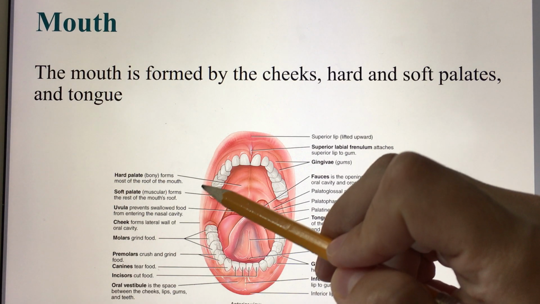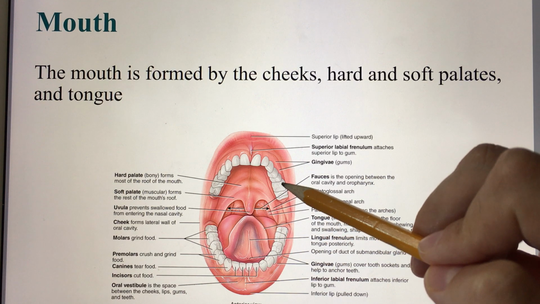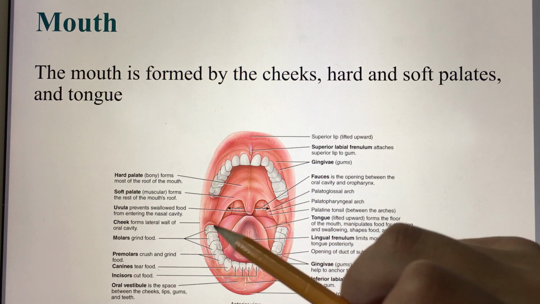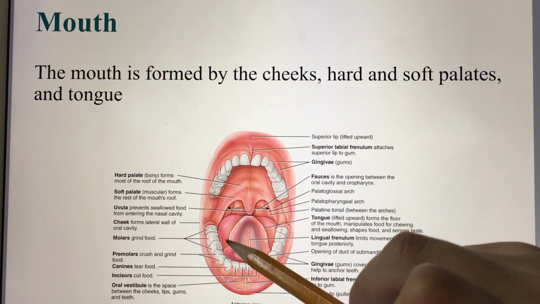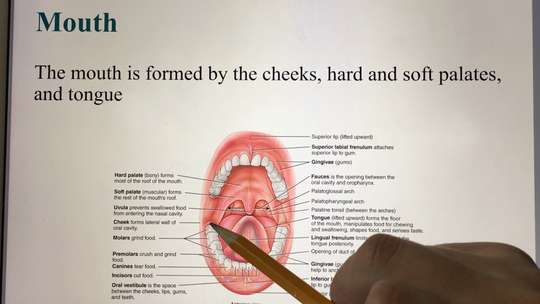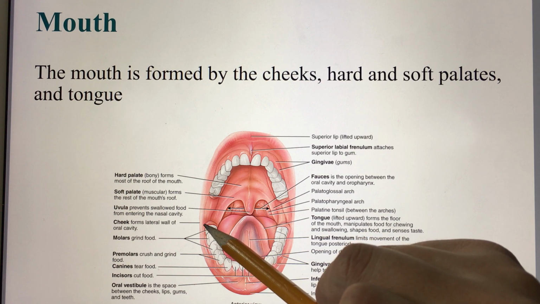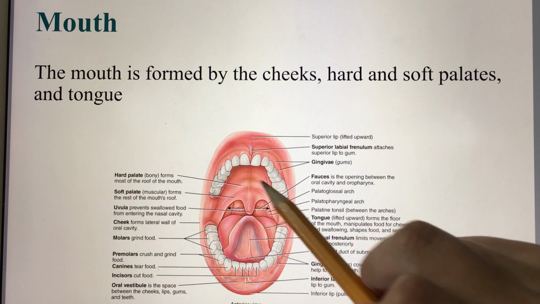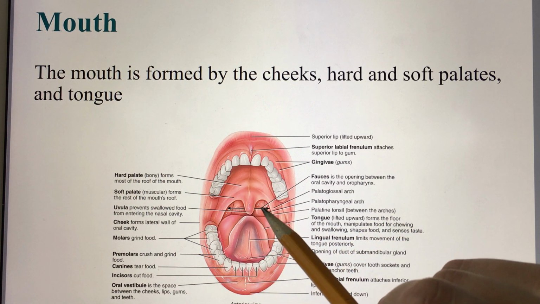Next, we have the cheeks. The cheeks form the lateral wall of the oral cavity. On the inside, they're lined with mucous membranes, just like everything shiny and pink inside of the mouth. Inside of the cheeks, we have muscle, and on the outside of the cheeks, they're covered with fat and then skin. The roof of the mouth is referred to as the palate.